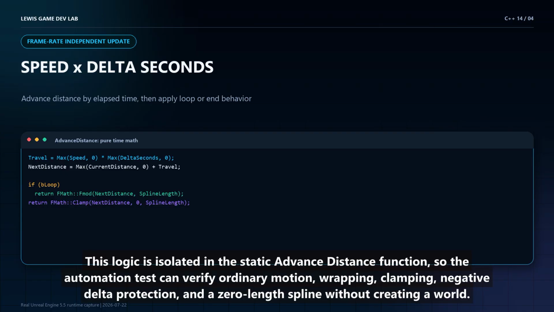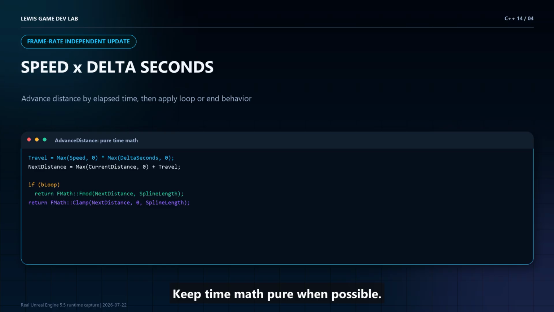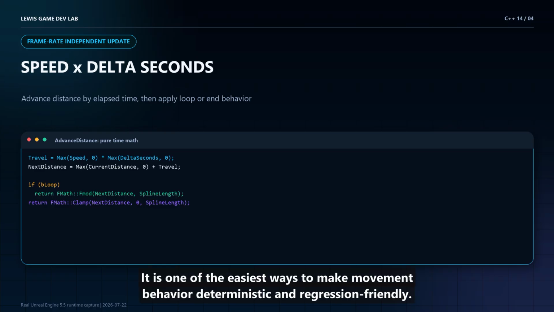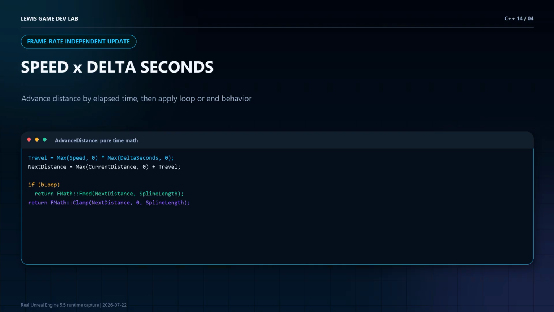This logic is isolated in the static advanced distance function, so the automation test can verify ordinary motion, wrapping, clamping, negative delta protection, and a zero-length spline without creating a world. Keep time math pure when possible. It is one of the easiest ways to make movement behavior deterministic and regression-friendly.